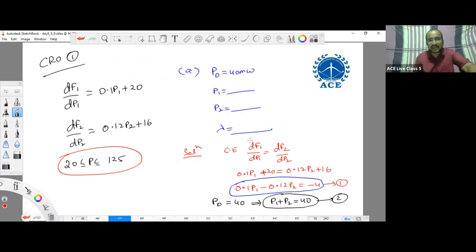So how do you calculate here? Use the coordination equation. What is the coordination equation? Incremental fuel cost of all the units must be the same. dF1 by dP1 must be equal to dF2 by dP2. And PD is 40, so P1 plus P2 is 40. Solve these two and you'll get P1 and P2.